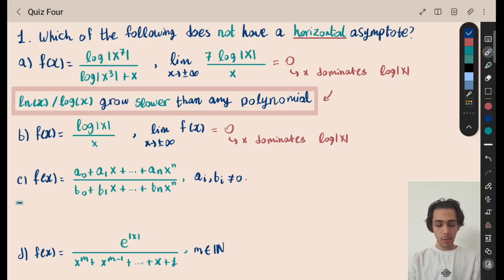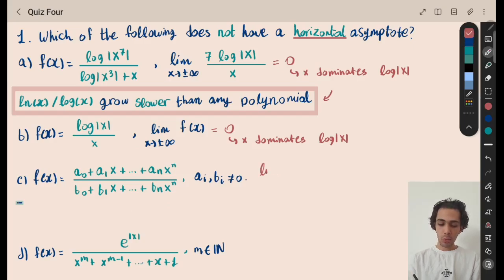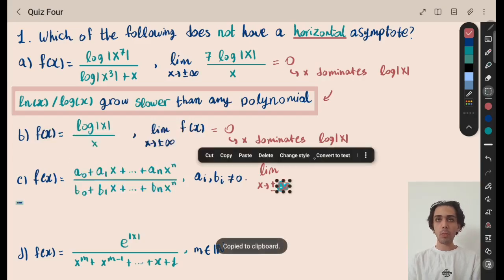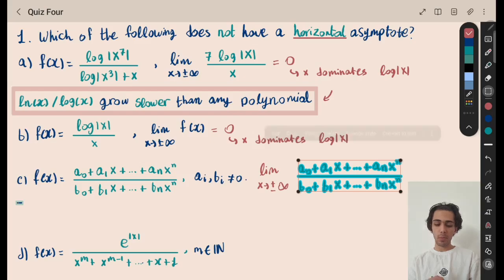And you have number C. All of these are non-zero. This is given by this fact. So what does it mean for us? Well, not really much. We also take the limit as x tends to plus or minus infinity of this expression. So just like that. But then it's the same concept that we've applied here.